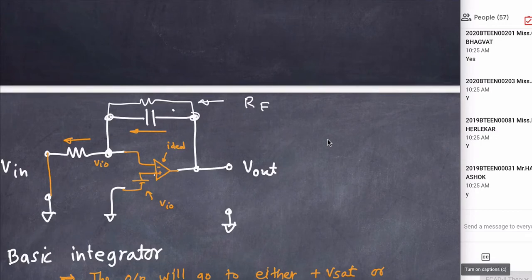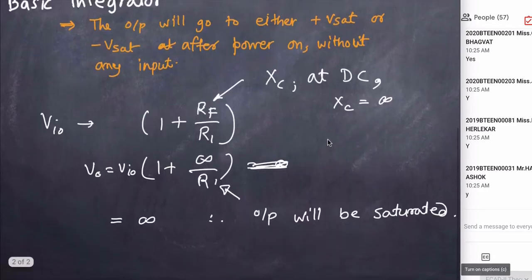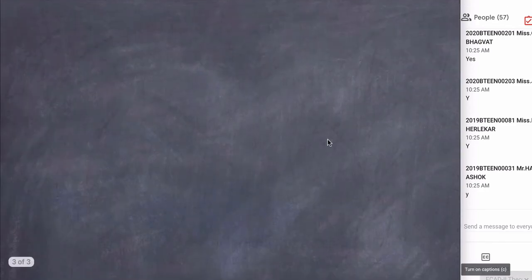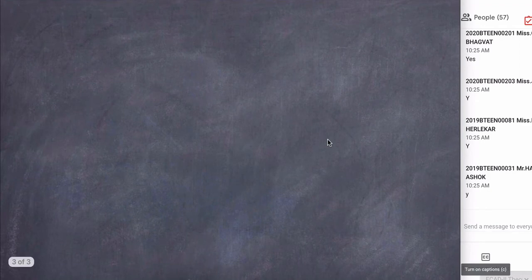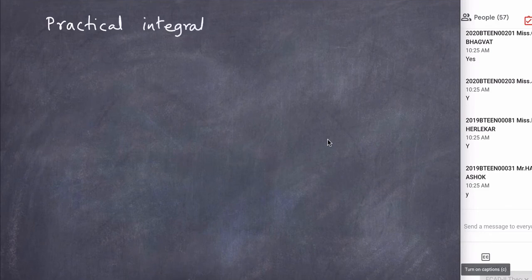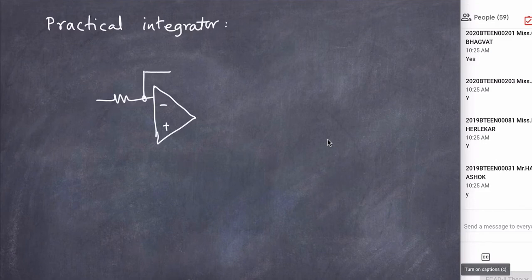Are you getting this point? So RF in parallel with XC will be finite even at zero frequency. So what is the modified circuit? Practical integrator. Let us write the name as practical integrator. So it is the same, but the XC is having a parallel resistor.